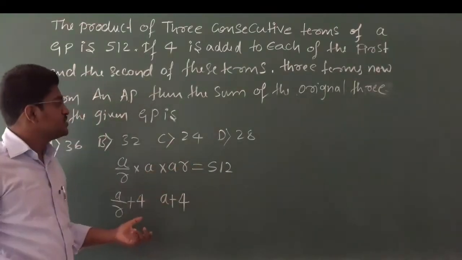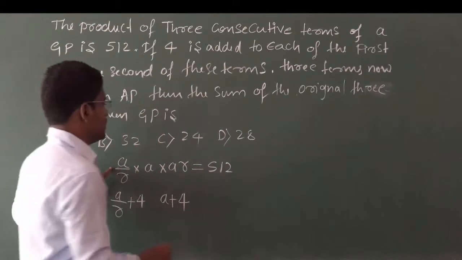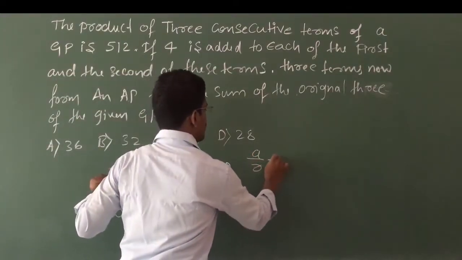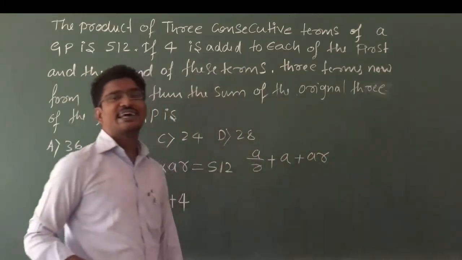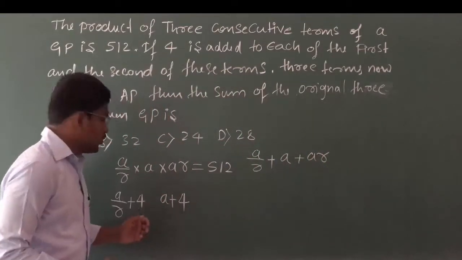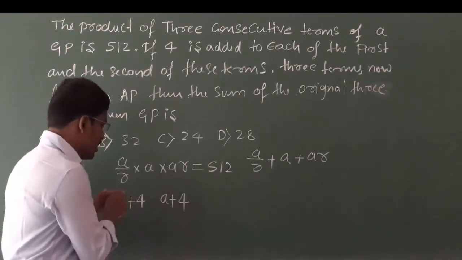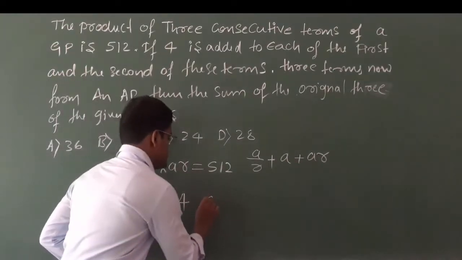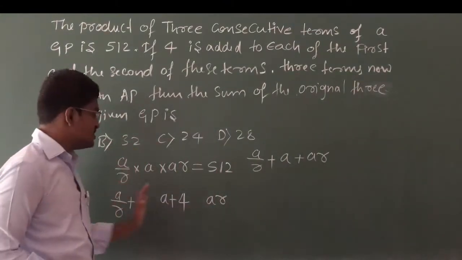So using this condition, you have to find the sum of the original 3 terms. That means A by R plus A plus AR you have to calculate. Clear? Okay. So if you add 4 to the first and second term, what will it be? A by R plus 4, A plus 4, and this term is AR. Now they are telling us these terms are in AP.